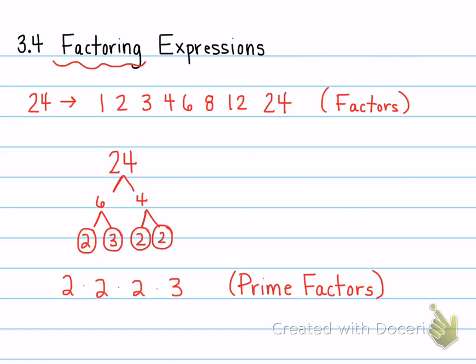So what we're going to be doing in this section is you're going to be given a numerical or an algebraic expression, so something that has terms, and you are going to take out the greatest common factor that's in each of the terms. Let's start with a numerical expression.